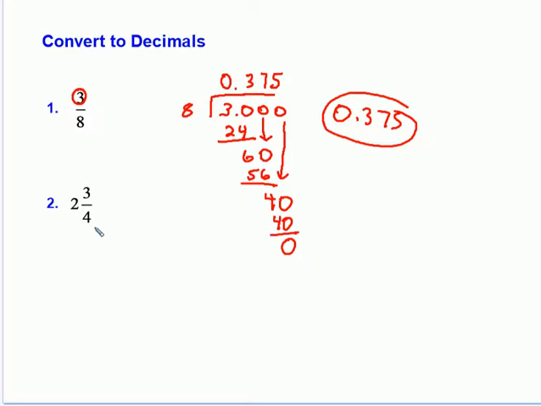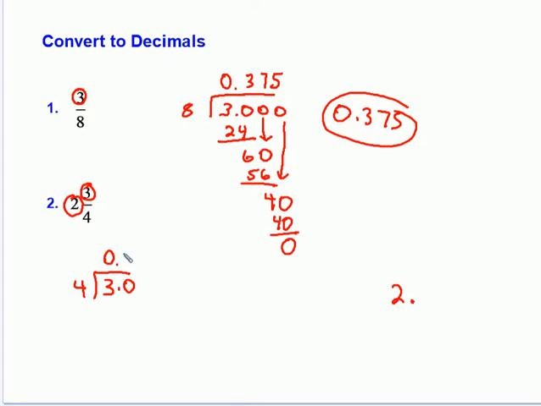Now we have another situation over here. We have a mixed number. A mixed number is treated a little bit differently. We're going to take the whole number out. We've got our whole right here, so we're going to put that over here, and we're going to put a decimal after it. And then we're going to treat 3/4 as a division problem and solve it. So we're going to take 3 and divide it by 4. 4 goes into 3 how many times? 0. So we add our decimal and our 0.